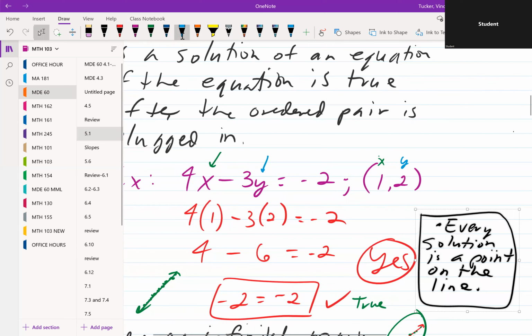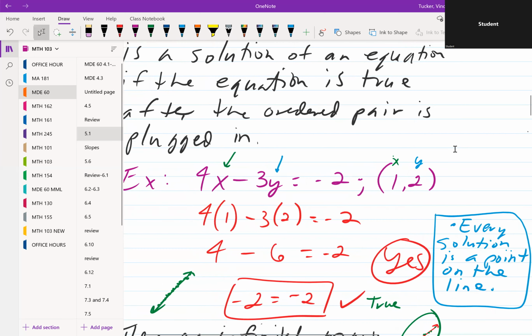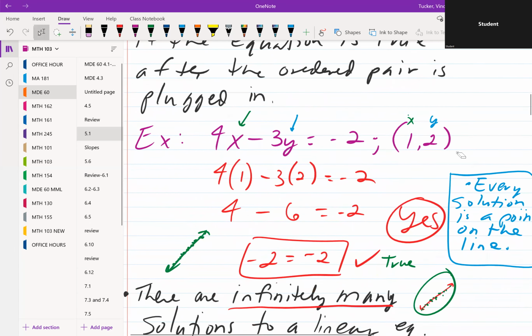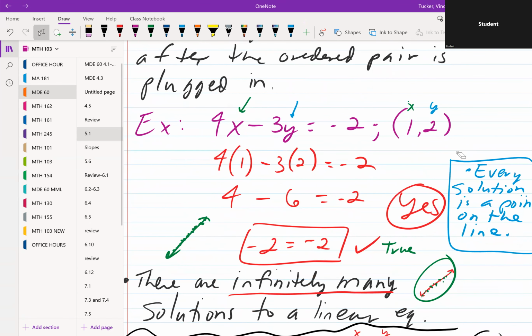All right. Let's see what we do. So you see the statement right here. Every solution is a point on the line. So every solution represents a point that's on the line. That's how you get your line for all of the values, or all of the ordered pairs, that are solutions. And that's what that line represents. And so that means there are infinitely many solutions to a linear equation. That line, once again, the line that's created when we start graphing, represents all of the solutions for that equation.